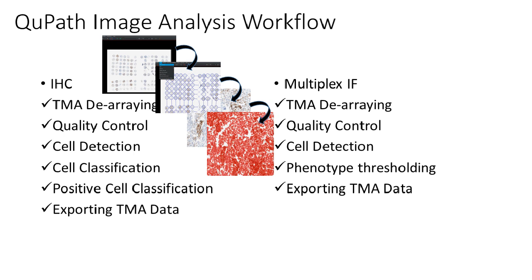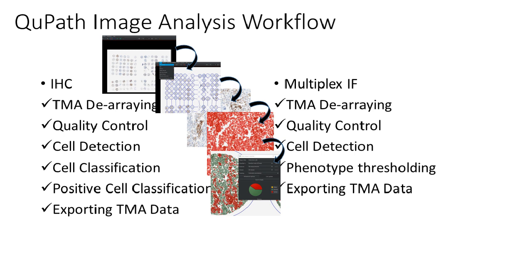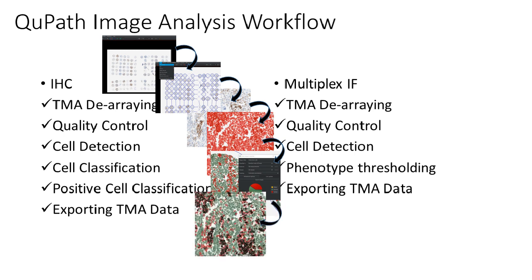Then you can do your cell detection, which detects all the viable cells within the sample that you want to assess. In this particular instance, we would then run a tumour-stroma classifier, and then within the tumour itself, we would look for the PD-L1 positivity, and then we can export that data and compare it to the manual assessment.